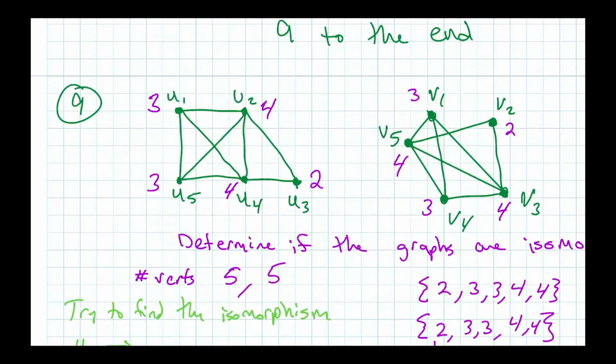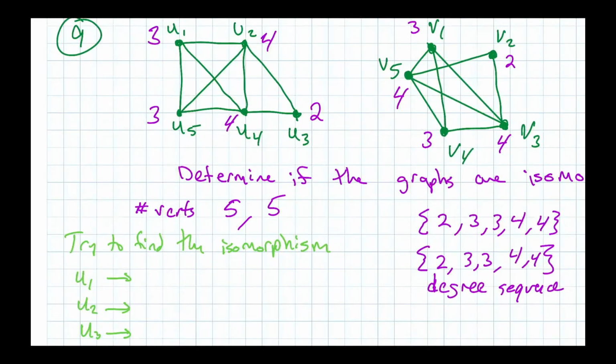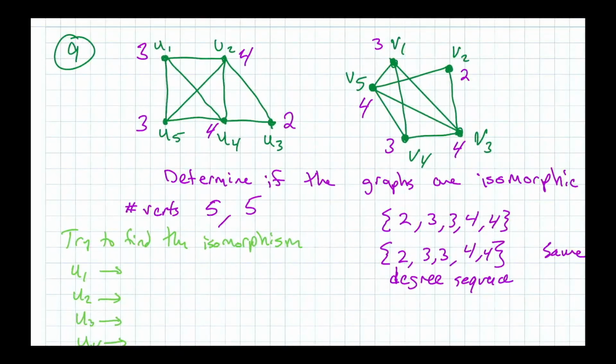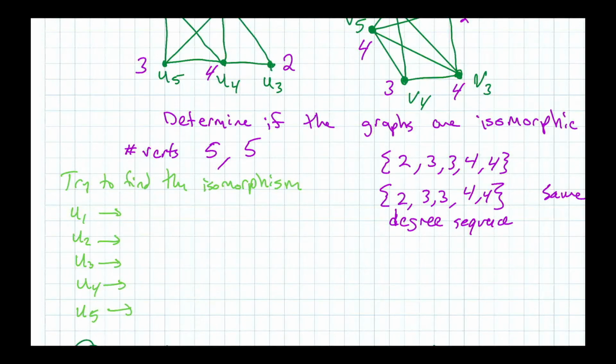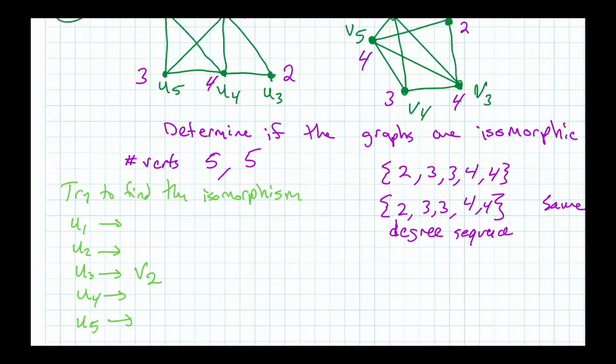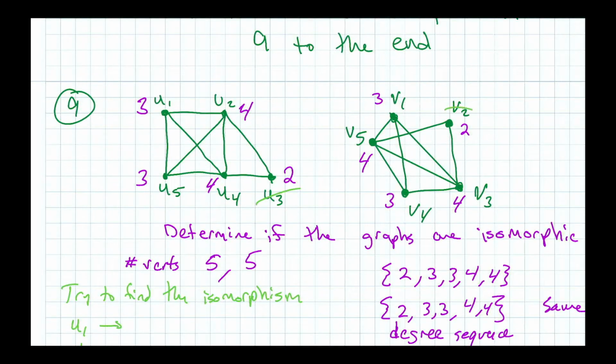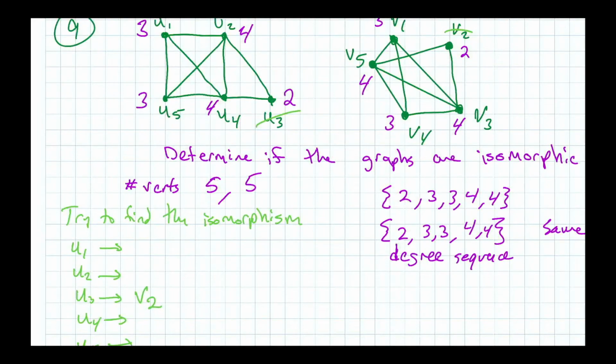And we need to map them to the vertices that they're like. Okay, so you come up here and you say, like, what's the easiest one to start with? Is probably U3. The reason U3 is the easiest is because it's the only degree 2 vertex, right? So the only degree 2 vertex on the left must be the only degree 2 vertex on the right. So U3 must correspond to V2. Okay, so we did that one. Move on to the next one.